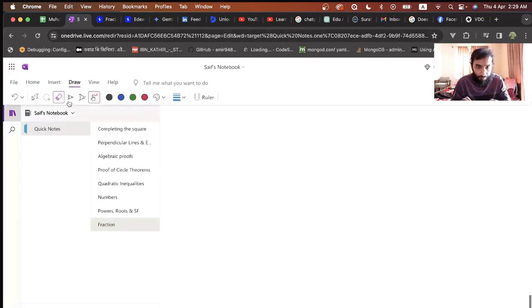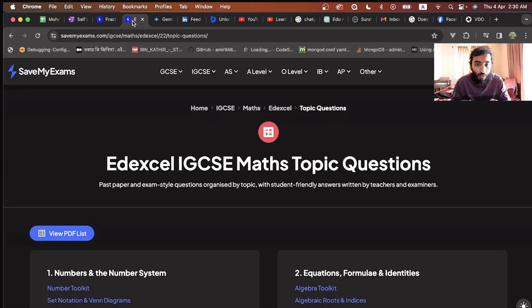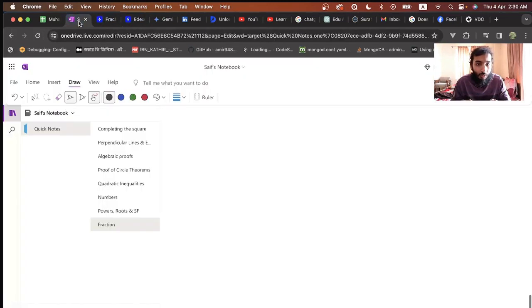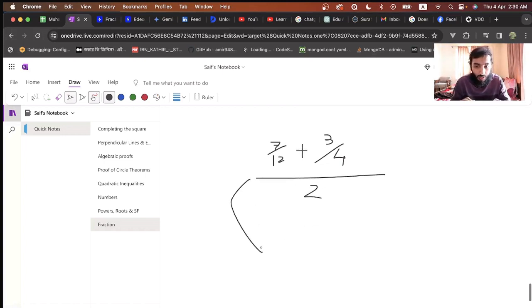So if I open my OneNote and use my pen tool, what are the two numbers given? 7 by 12 and 3 by 4, right? So if we have to find the midway, we have to first add them and then divide by 2, right? So what is the result?